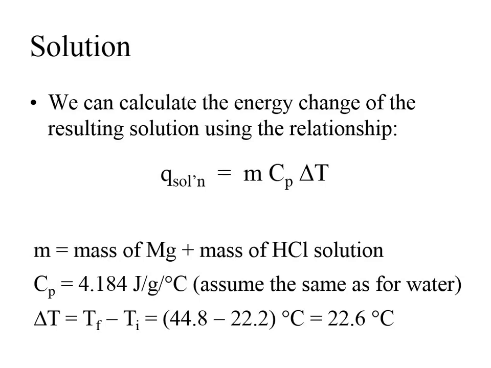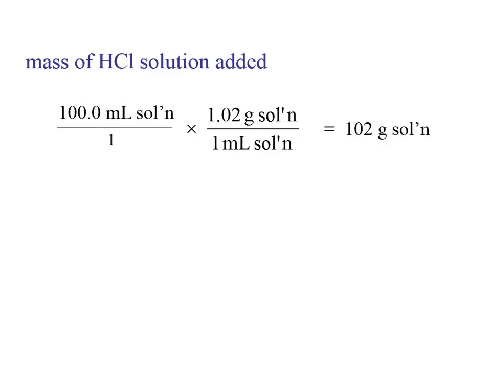On the next slide, I show how we get to total mass. The total mass is the mass of the magnesium plus the mass of the HCl. Again, we aren't given the mass of the HCl directly, but we're given volume and density. So we have 100.0 milliliters times 1.02 grams per 1 milliliter. That's the density, so we have 102 grams of solution. Keep watching those significant figures. We're multiplying here, so we can allow 3 significant figures.